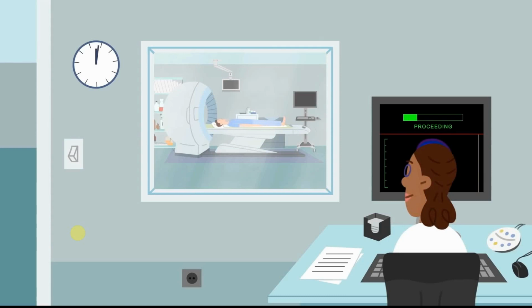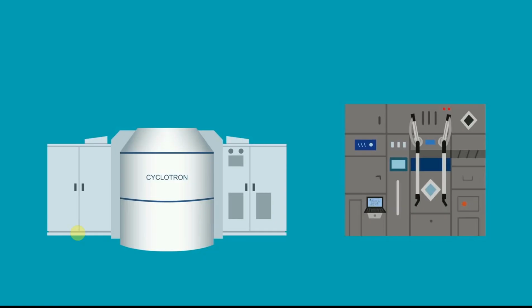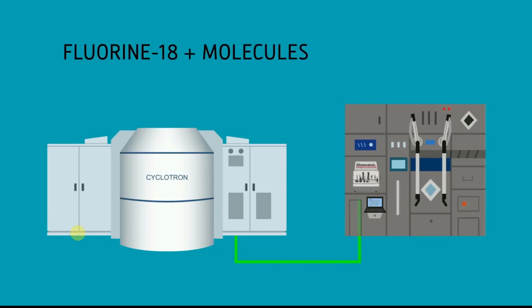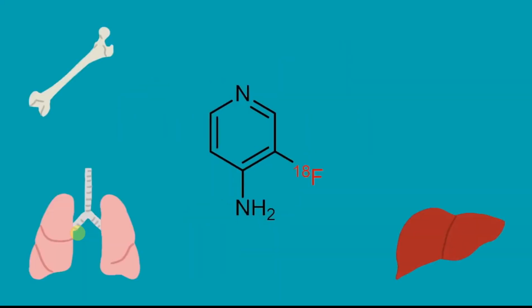In a little under 2 hours, about half the fluorine will be gone due to radioactive decay, so the clock is ticking to get the scan done. So how can fluorine 18 be used to detect diseases? Radiochemists at the hospital can use a series of chemical reactions to attach the radioactive fluorine to different molecules, creating radiotracers. The identity of the tracer depends on what doctors want to observe.